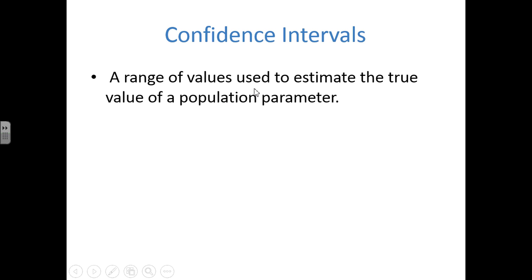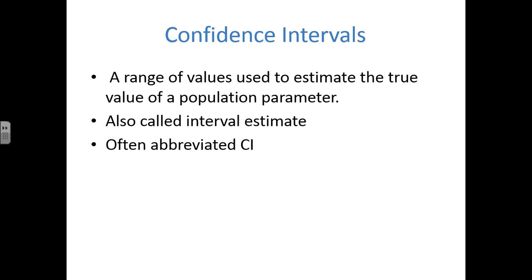Now, confidence intervals are what we're going to use, and it's a range of values. It's going to say, I think the population parameter, which I do not know, is somewhere within this range of values. The range of values is what we call this interval. It's also called the interval estimate, and we often abbreviate it by CI for confidence interval.